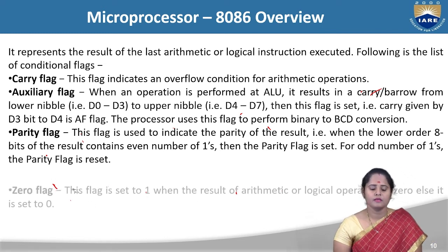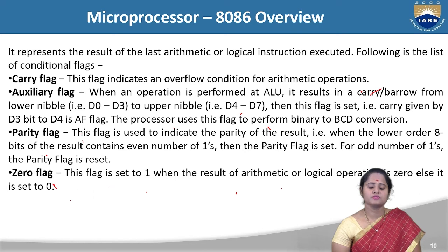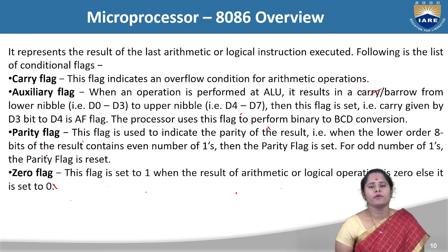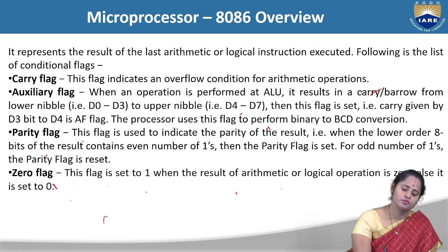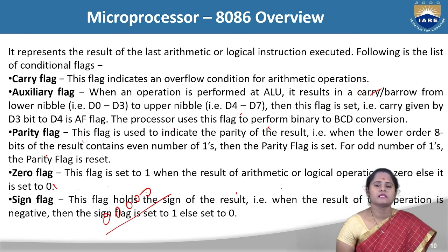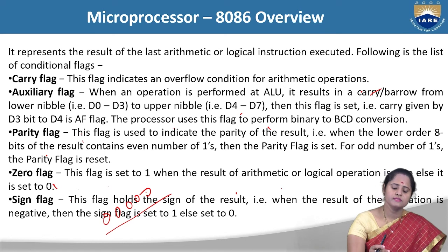Okay. And next, the zero flag. The zero flag is set when, after my ALU operation, my result is equal to 0, that is, all the output bits are 0. Then my zero flag will be set. Next, the sign flag. So what is a sign flag?